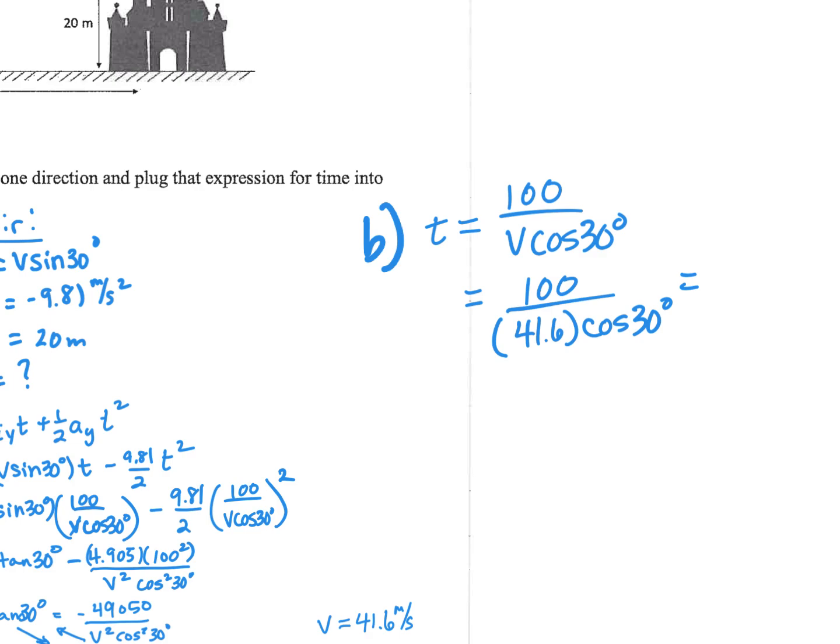Got what? What'd you get? 2.78? Okay. Alrighty.